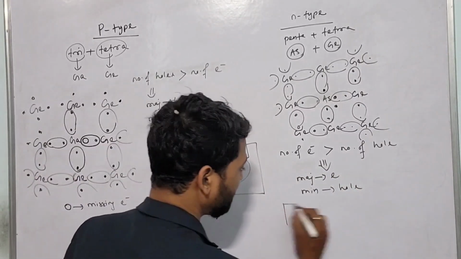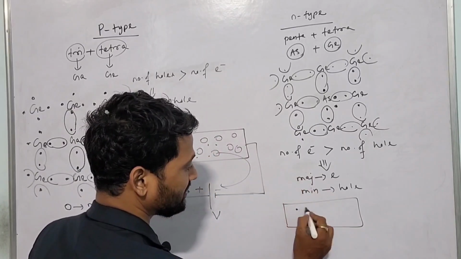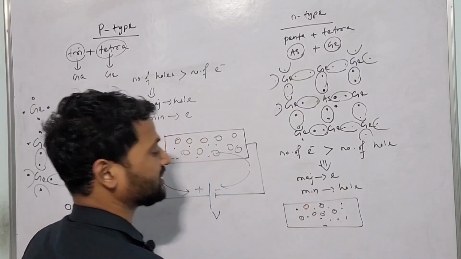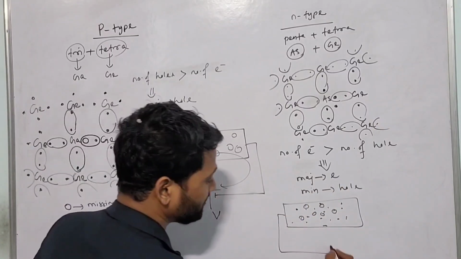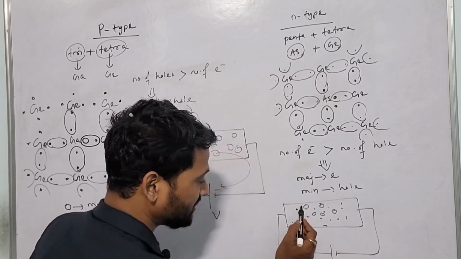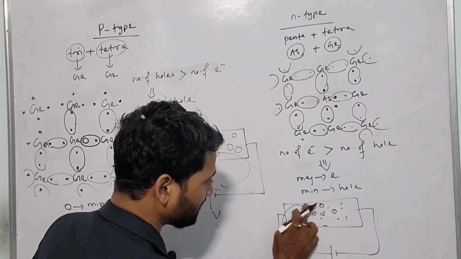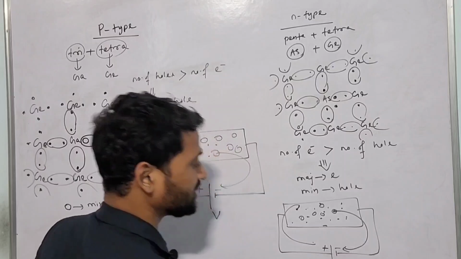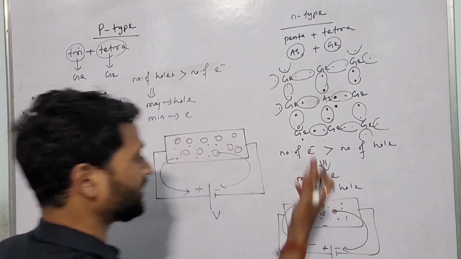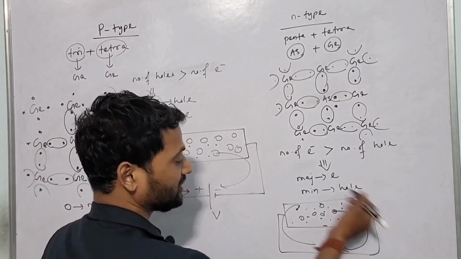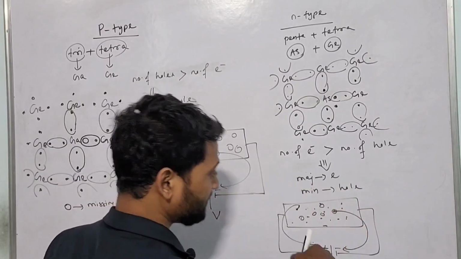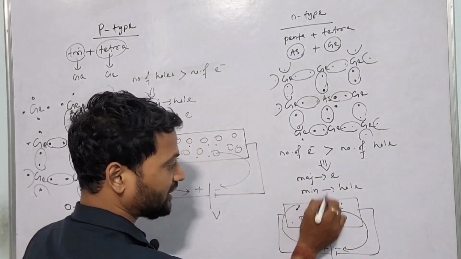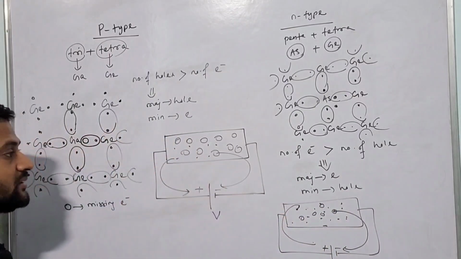If you draw the block diagram, since majority charge carriers are electrons, these are the symbols of electrons and these are the holes. Hole is the minority charge carrier. Its number will be less. So if you give a potential difference, electrons will be attracted towards the positive terminal and holes will be attracted towards the negative terminal. Since the number of holes will be less compared to electrons, the current flowing through that N-type semiconductor is due to only electrons, or the majority charge carrier. So current due to the minority charge carrier we may neglect.